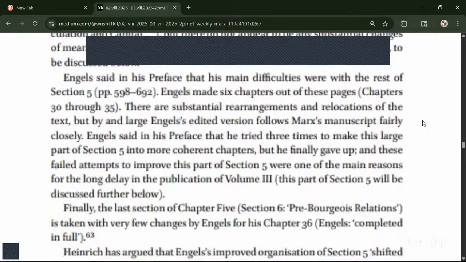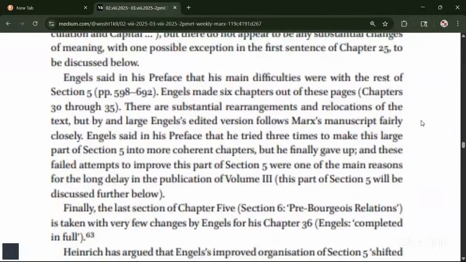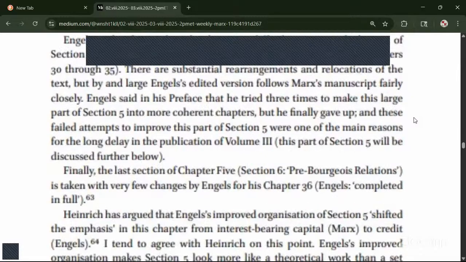And these failed attempts to improve this part of Section 5 are one of the main reasons for the long delay in the publication of Volume 3. This part of Section 5 will be discussed further below. Finally, the last section of Chapter 5, that is Section 6, pre-bourgeois relations, is taken with very few changes by Engels for his Chapter 36.